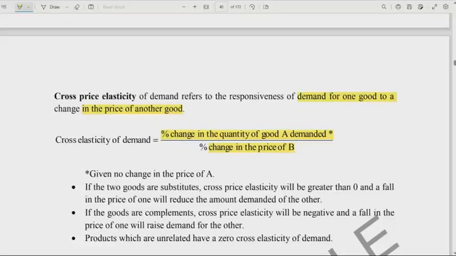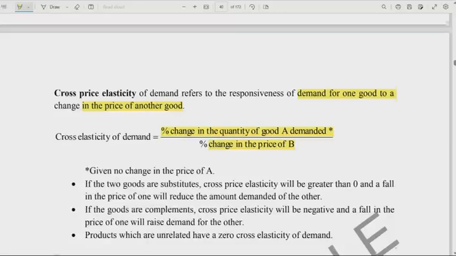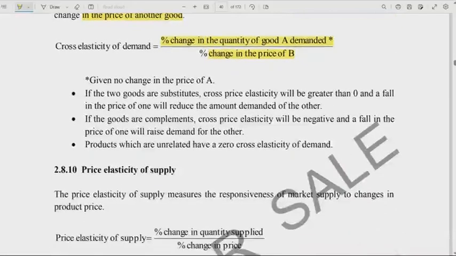Koma ya sinti and the price ya good B. Right? So basically, that's what we are looking at. So if the two goods are substitutes, we look at substitutes being goods that can be consumed instead of the other, right? You can replace one for the other, right? So if good A and B are substitutes, for example, maize flour and cassava flour could be substitutes. So if these two goods are substitutes, then the cross price elasticity will be greater than 0.